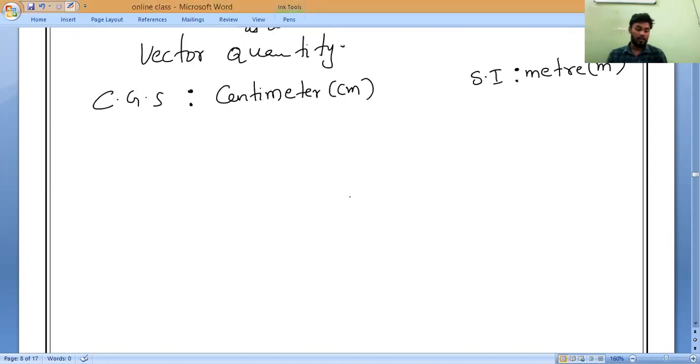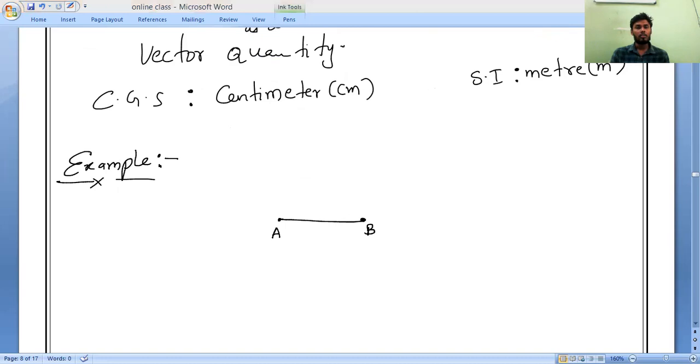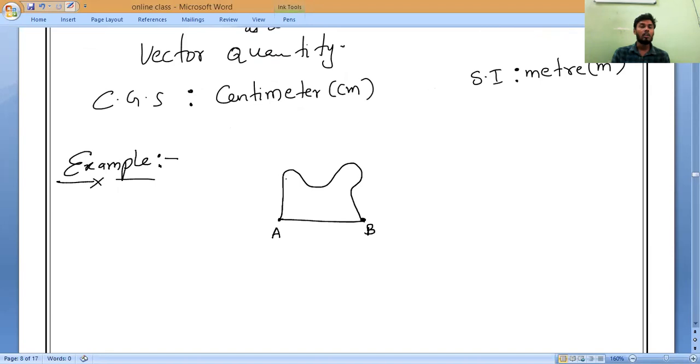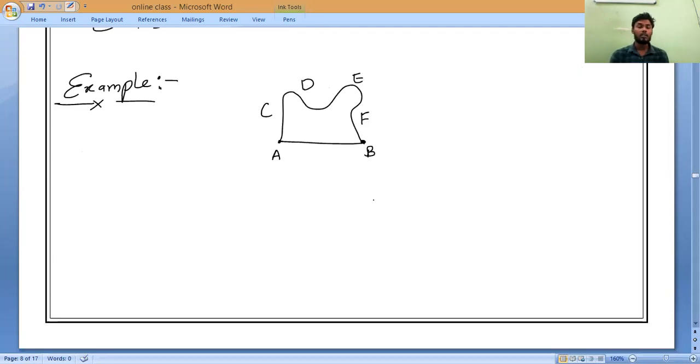Okay. Now, an example for distance and displacement. Let me take 2 points. One is point A, another one is point B. Clear? As I told you, you can take anything. So I am taking the path like this. Now, this is C, this is D, this is E, and this is F. Now tell me, what is distance and what is displacement?